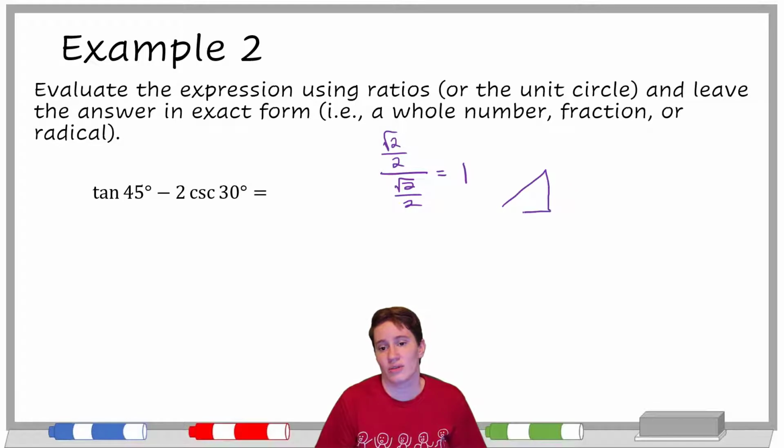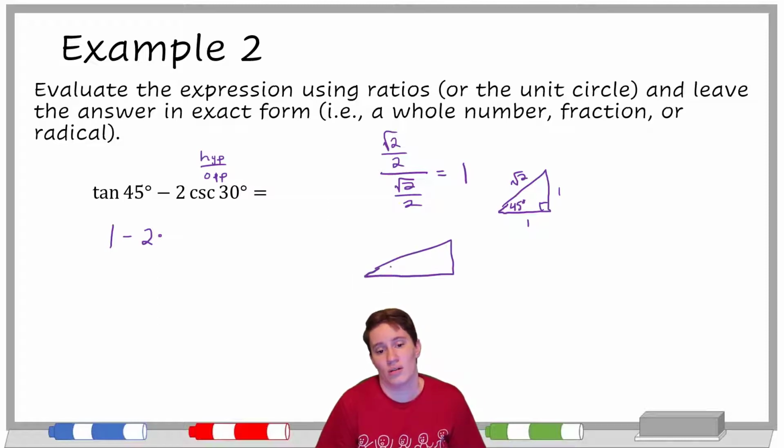Same thing with a 45, 45, 90 with 1, 1, and square root of 2. This is opposite over adjacent. 1 over 1 is 1. So tangent of 45 is just 1. Now cosecant is the flip of sine, which means that it's hypotenuse over opposite. So we need to be thinking about our 30-degree angle or about our unit circle. Let's see. Hypotenuse over opposite, so 2 over 1, which is 2.